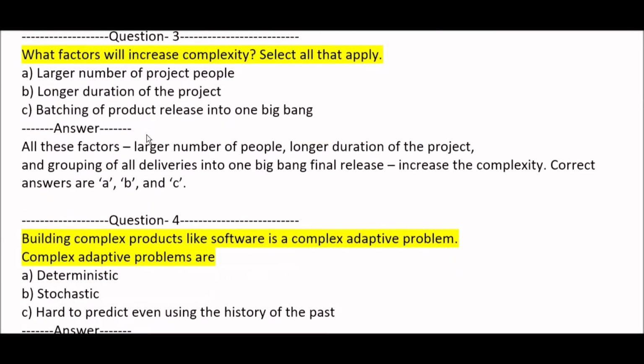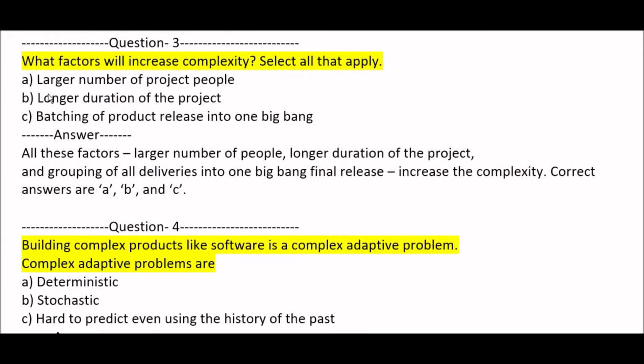Next question. What factors will increase complexity? Select all that apply. Option A, larger number of project people. Option B, longer duration of the project. And option C, batching of product release into one big bang. The right answer here is option A, B and C, all.